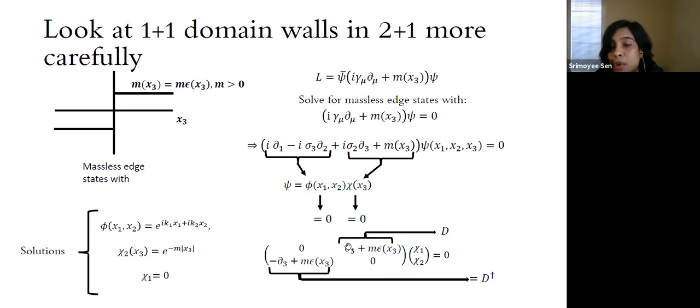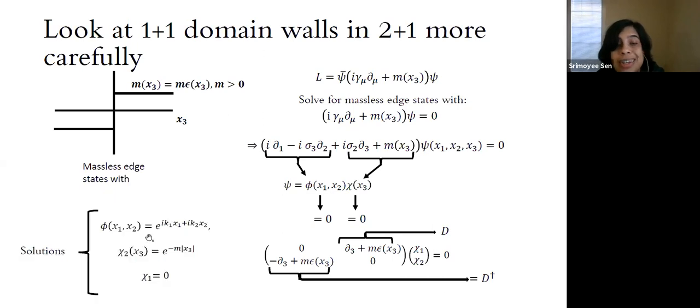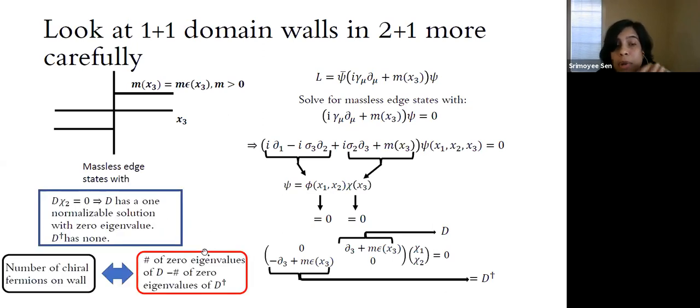And as you can see, what you see here is this partial three times the Dirac mass, partial three plus the Dirac mass. If I call that operator D, the other off-diagonal operator is just D dagger. And the solution looks like this. So what you see here is that D has a normalizable solution with zero eigenvalue, but D dagger doesn't.